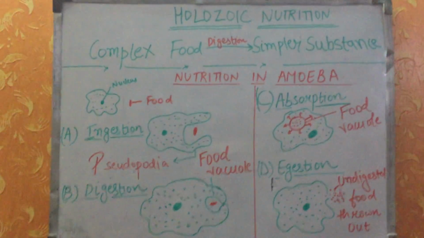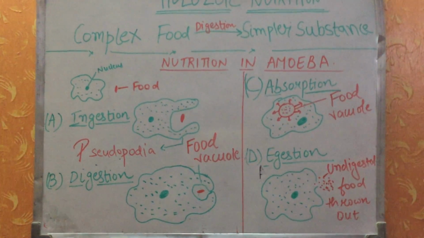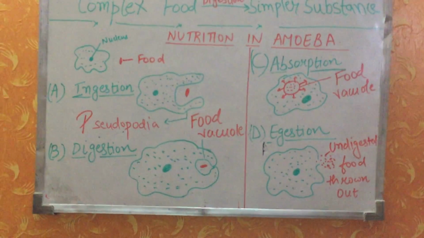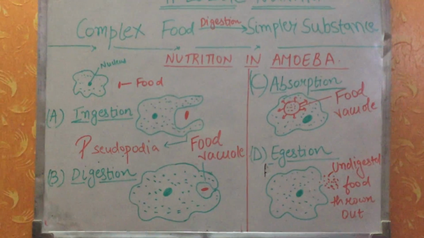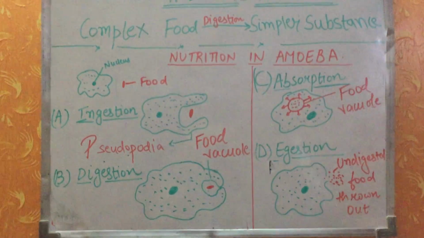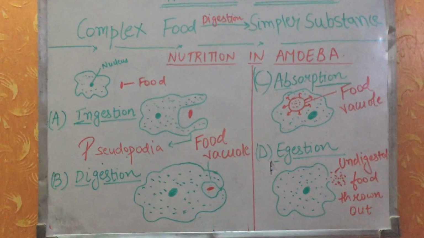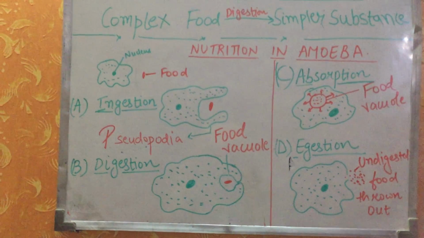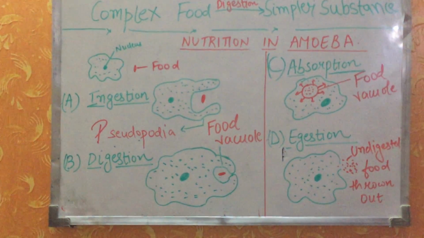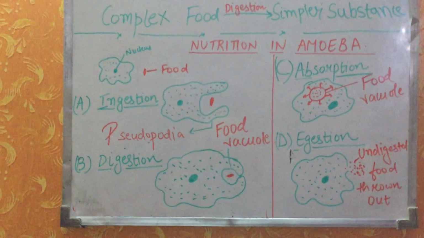the amoeba. See this. As you can see this arrow, this food is absorbed by the body of the amoeba और ये amoeba को nourishment provide करेगा. It will provide nutrition to the amoeba. This is known as absorption. When this food is utilized by the amoeba, then this process is known as assimilation. So after digestion, food is absorbed and then it is assimilated. It is utilized to produce energy.